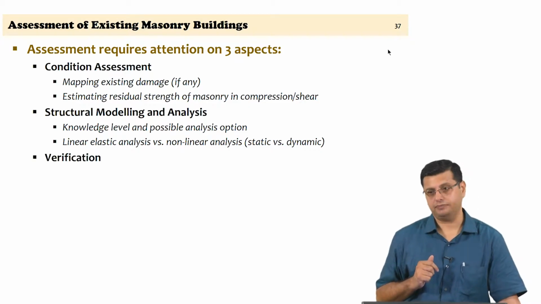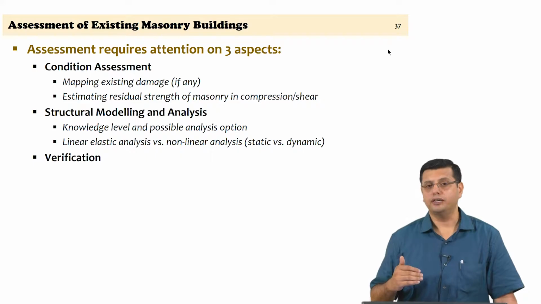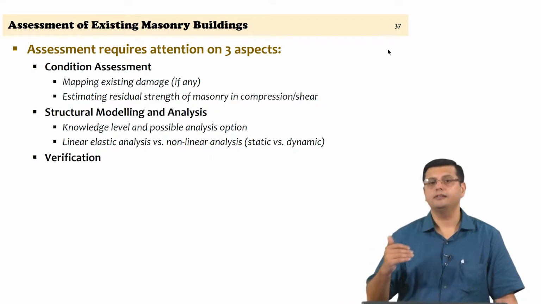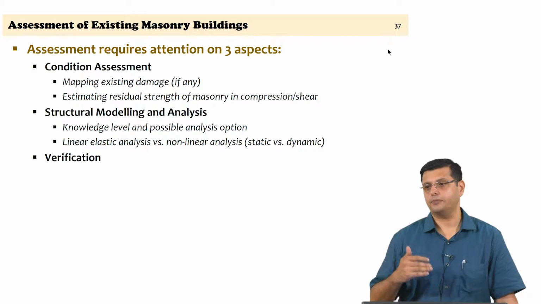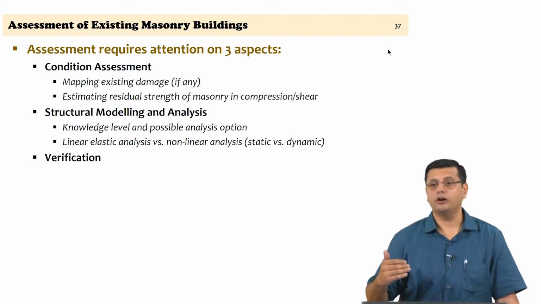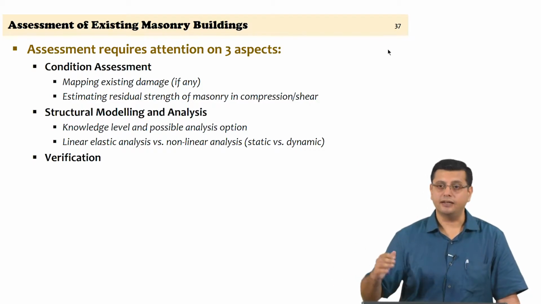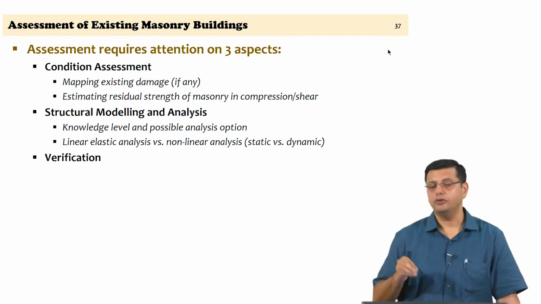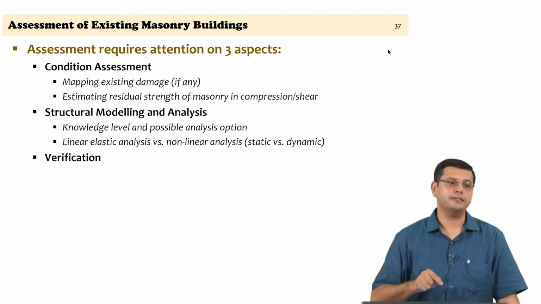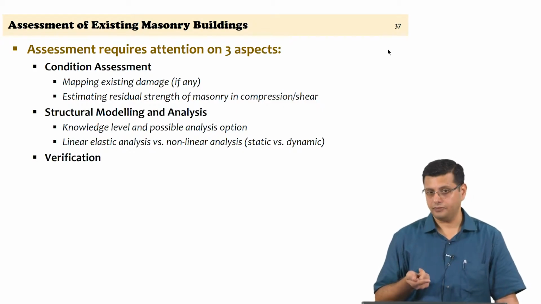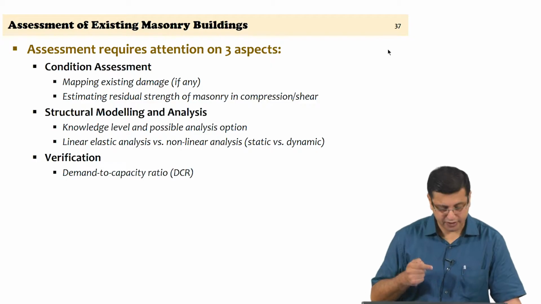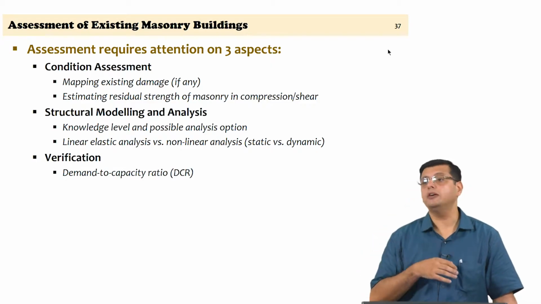The third aspect is you have done your condition assessment, you have got your residual strengths, you have carried out an analysis for different loads. Let us say you are talking of a public building sitting in a newly classified earthquake zone, you are doing a seismic verification, you have actually carried out a seismic analysis on the model of the structure. Now, you need to verify whether the structure has adequate earthquake capacity. So, the last stage is actually the verification, where what you are doing is you are checking what is the demand to capacity ratio available in the structure.